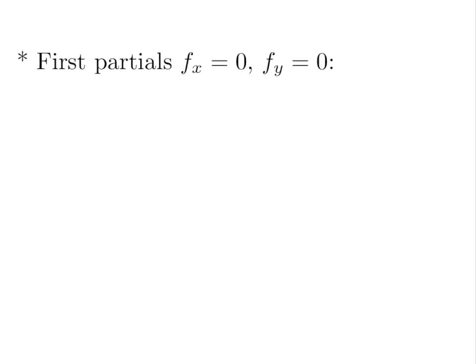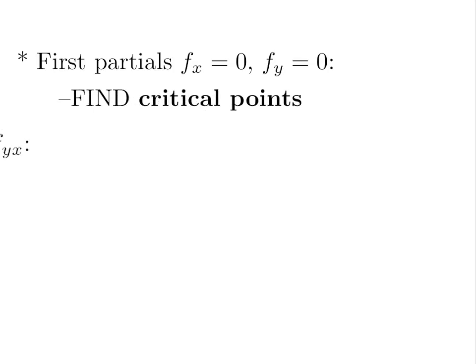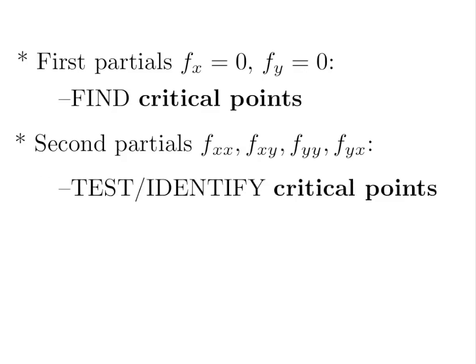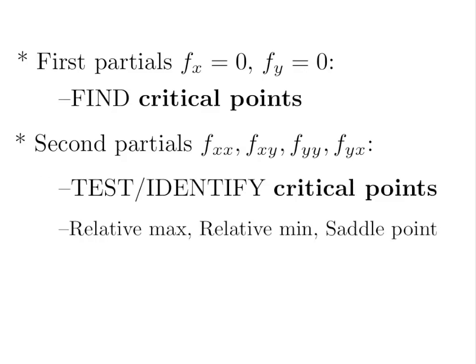That is, first you have to find the first partials fx and fy, and you set fx equal to 0, fy equal to 0. You solve those equations and you can find the critical points. The next step is to find the second partials fxx, fxy, fyy, and fyx. Then from there you can use the determinant test to classify the critical point to see if it is a relative maximum, relative minimum, or saddle point.